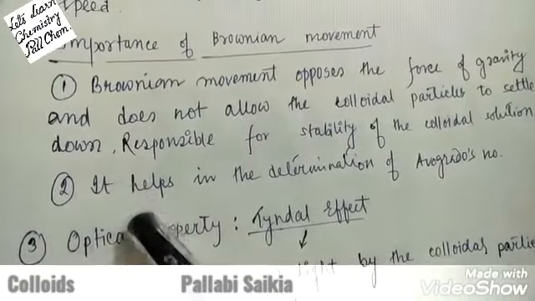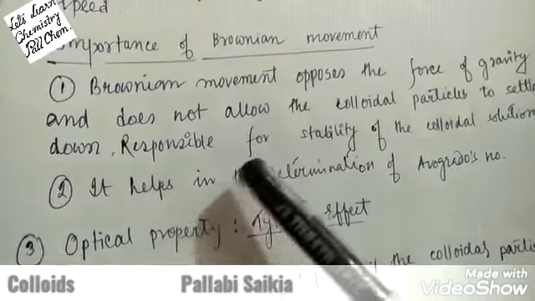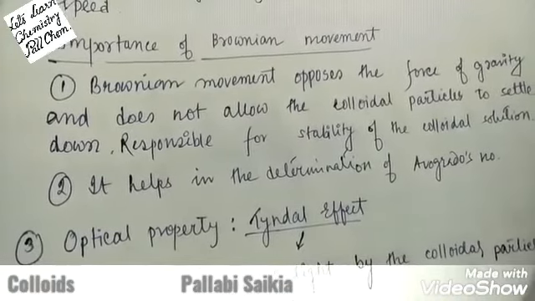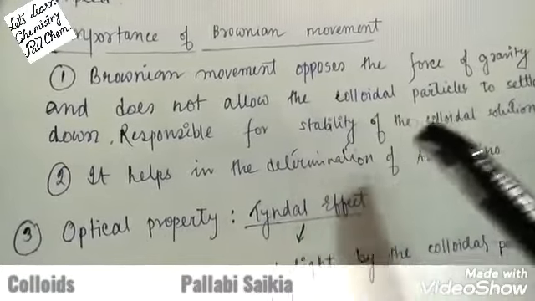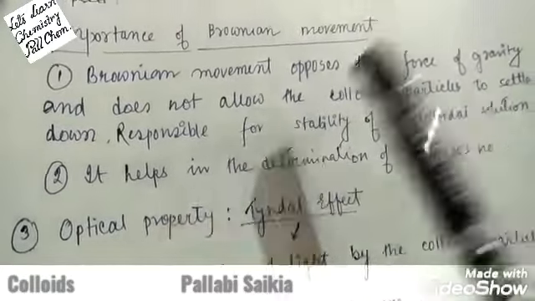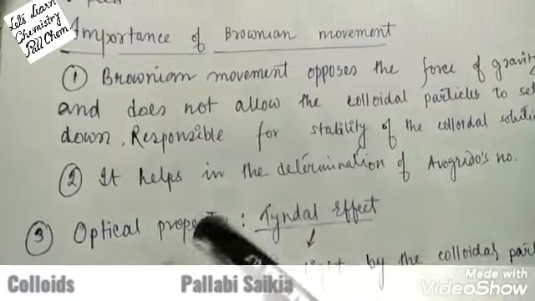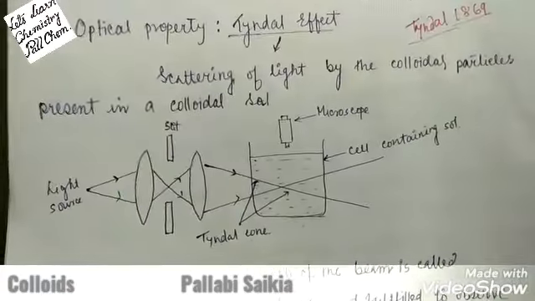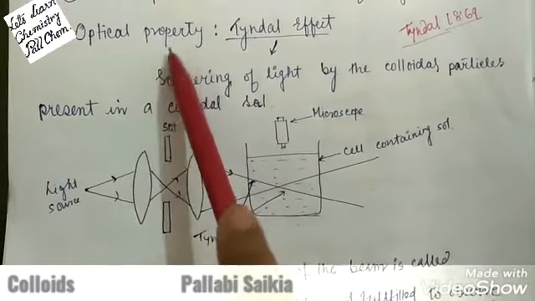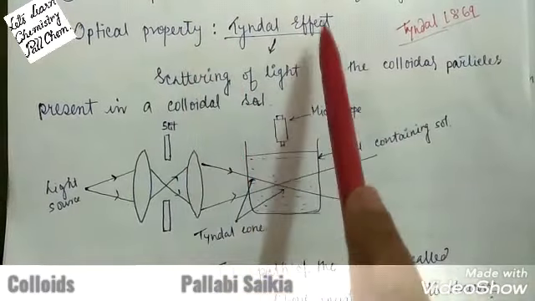And second thing, it helps in determination of Avogadro number. I'm not discussing the determination of Avogadro number here, but Brownian movement helps in determining the Avogadro number of the particles. Next property of the colloid is optical property, that is Tyndall effect.